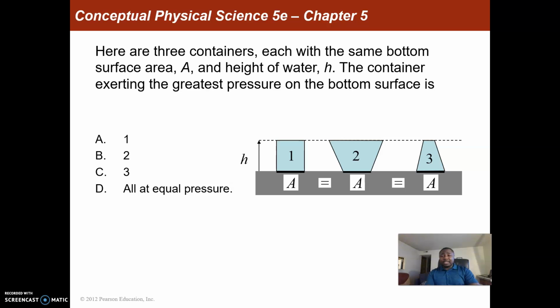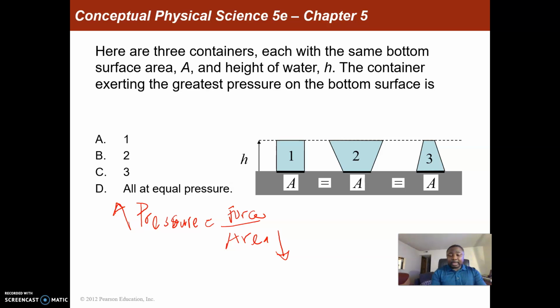Now here are 3 containers, each with the same bottom surface area A and height of water h. The container exerting the greatest pressure on the bottom surface is, now we have to look at the area, right? We've talked about pressure, and we said pressure is force over area. Which means that if the area decreases, the pressure is going to increase, but if the area increases, the pressure is going to decrease. That's what we said from the beginning of the class, because you can see an inverse relationship between those two.